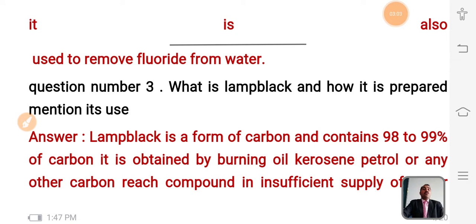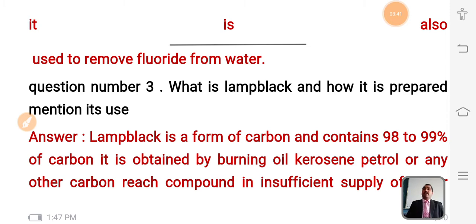Question number 3. What is lamp black and how is it prepared? Mention its use. So now we have to discuss lamp black. Dear students, lamp black is a form of carbon and it contains 98 to 99% carbon. It is obtained by burning oil, kerosene, petrol or any other carbon rich compound in a limited supply of air.